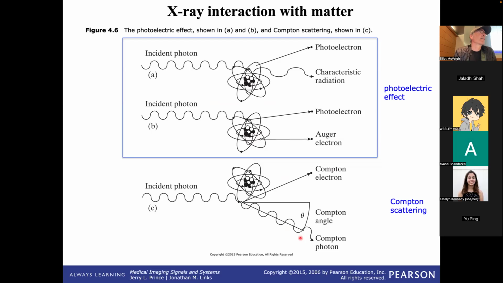Sorry, the characteristic radiation in the first graph, is it a photon too? Yes. The characteristic radiation is a photon.